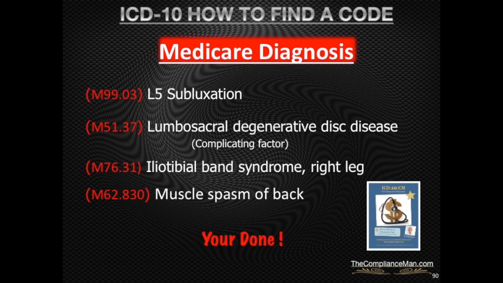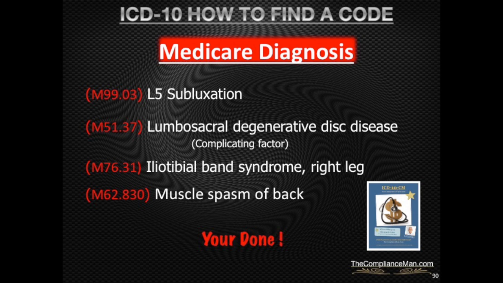Now for Medicare in all other states except Florida and Connecticut, you would list it in this order because a subluxation has to be listed first. So you would have the M99.03, L5 subluxation. Then next you would have the complicating factor of lumbosacral degenerative disc disease, and then iliotibial band syndrome of the right leg, and then muscle spasm of the back.